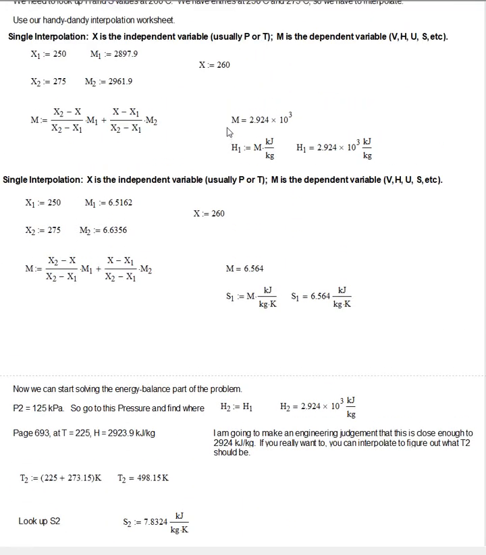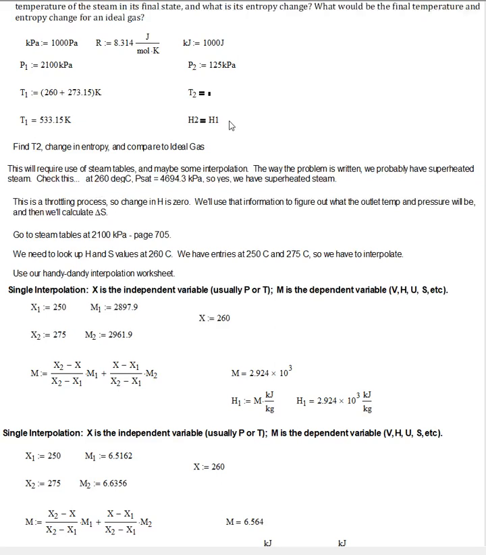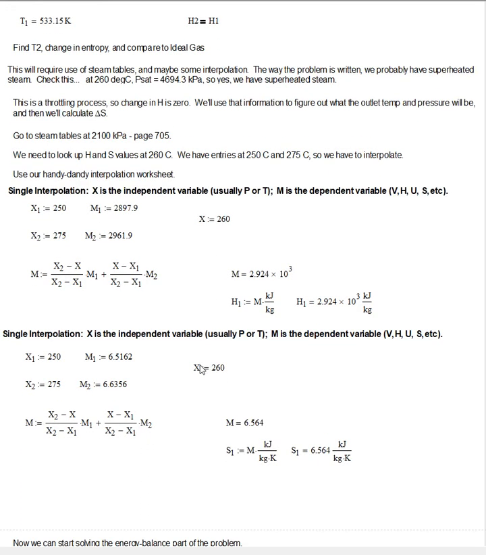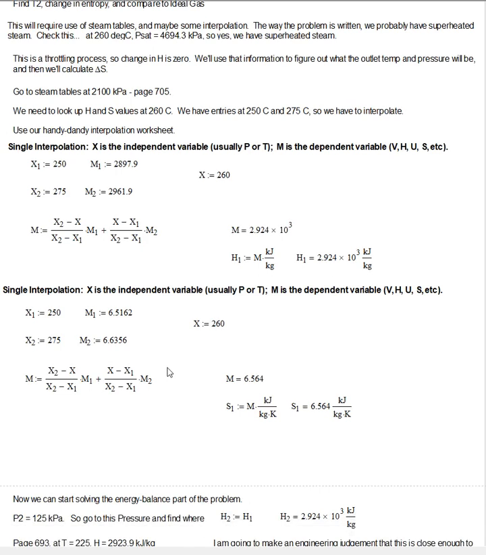This problem was just a very simple first law problem. In chapter 3, we would have solved this and just said delta H is equal to 0, T2 is equal to T1. That would have been it. In chapter 5, we would have said T2 is equal to T1, delta S is equal to minus R log P2 over P1. That would be it. Here we have a real problem, a real gas, and we're not going to use residual properties yet. We're going to use property tables.